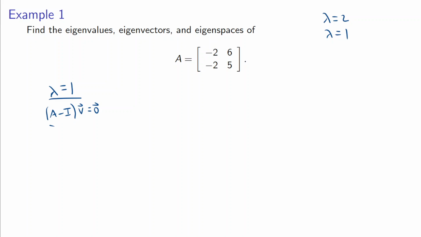So that's going to mean we're subtracting 1 from this diagonal. So that'll be [-3, 6; -2, 4], and then we'll augment that with the 0 vector.